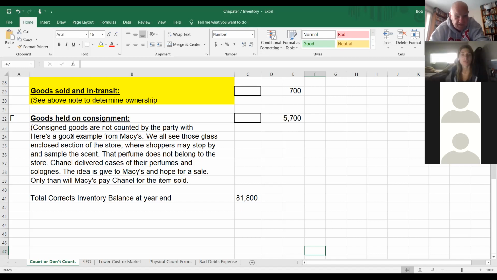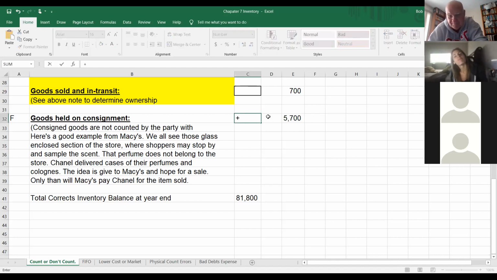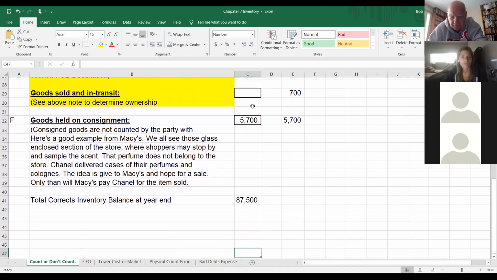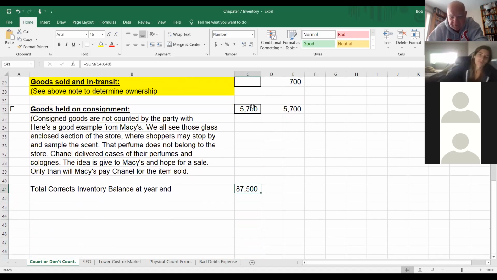So consigned goods are not counted by the party with the goods, I should have said, okay? So consigned inventories belong to the company that sent them. So let's finish up here. We had 80,000, and by virtue of recognizing these different inventory issues, our ending is 87.5. And that pretty much takes us to the end. I'm just gonna look real quick.